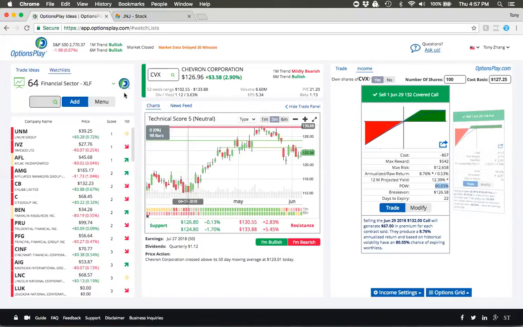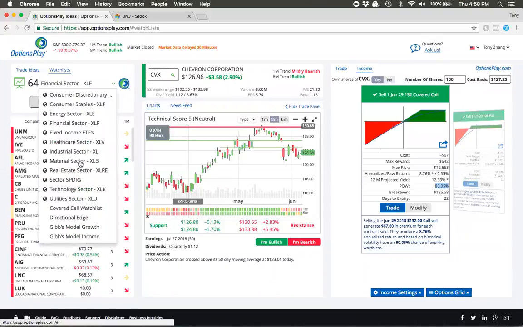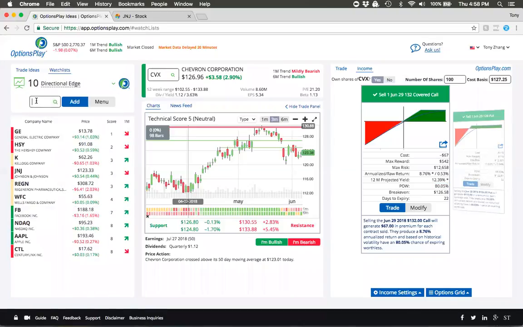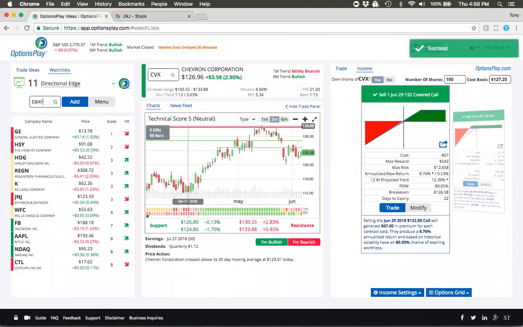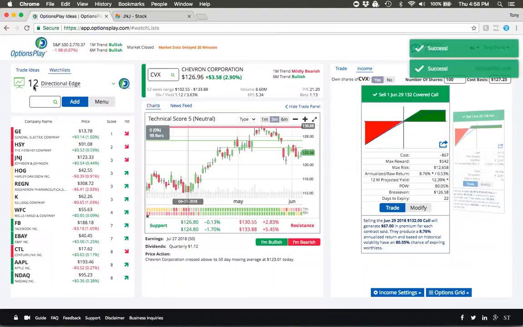How do you add a list of stocks to a new watch list? Very simple. You just click on the watch list that you want to enter, and you can just type them right in here, and add your symbols directly into your watch list.